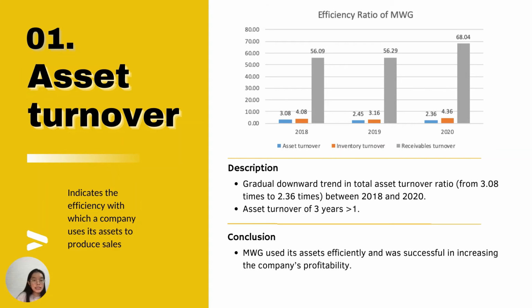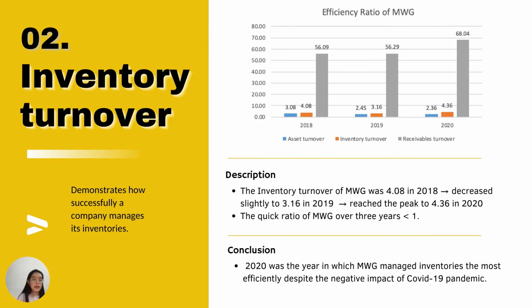In 2018, the inventory turnover of MWG was 4.08. After that, the figure decreased slightly to 3.16 in 2019 and reached a bit higher in 2020. Inventory turnover demonstrates how successfully a company manages its inventories. The greater this ratio, the more efficiently the corporation handles its inventories. So, in 2020, MWG managed inventories the most efficiently.